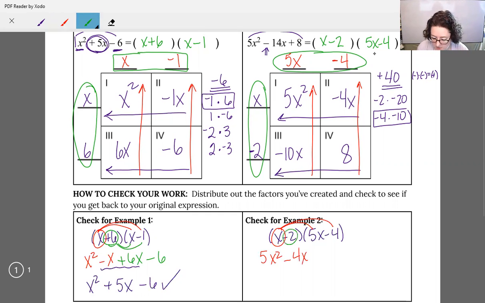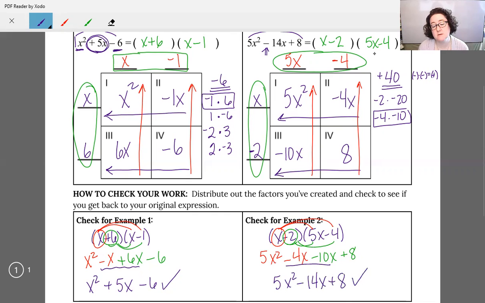So that will give us a 5x squared minus 4x. Then distribute out your -2. So -2 times 5x would be -10x, and -2 times -4 would give us a +8. And then combining our like terms in the middle, we have a 5x squared minus 14x plus 8. So that also checks out.